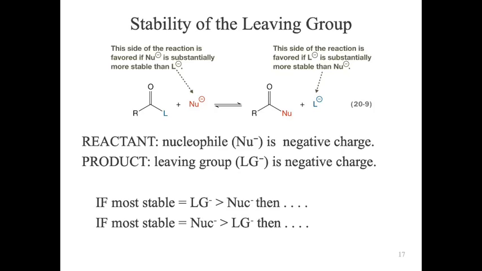Stability of the leaving group. This is our cheat. Okay. Evaluate your leaving group in comparison to your nucleophile. If your leaving group is more stable than your nucleophile, then what does that mean? Reaction is unlikely to happen? If the leaving group is more stable than the nucleophile. Oh, wait, it's likely to happen. Likely to happen.